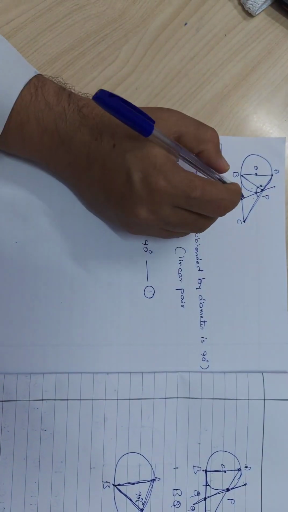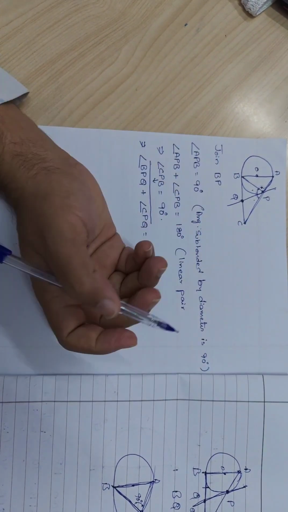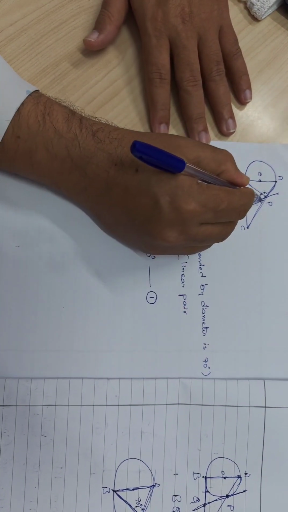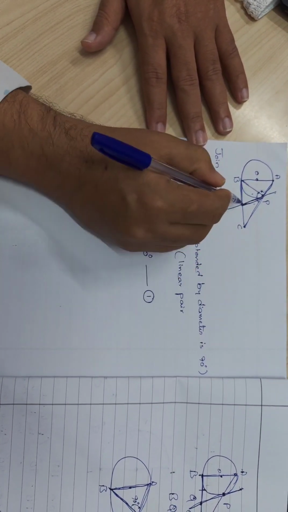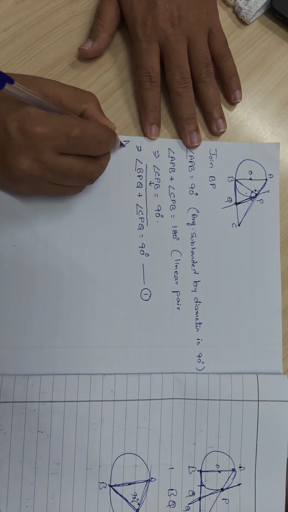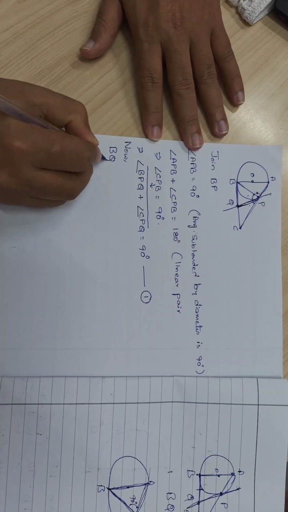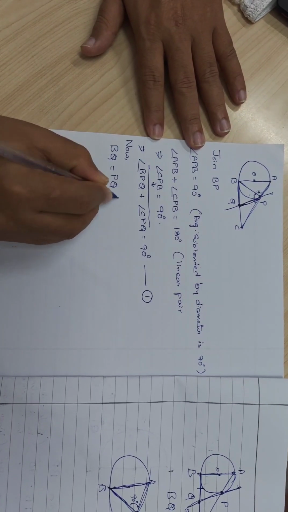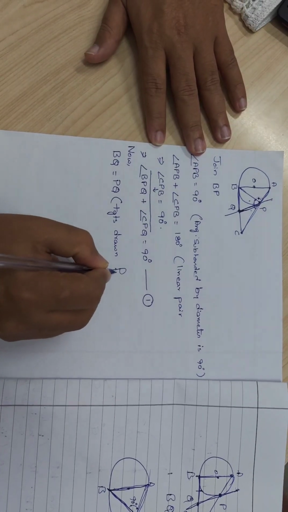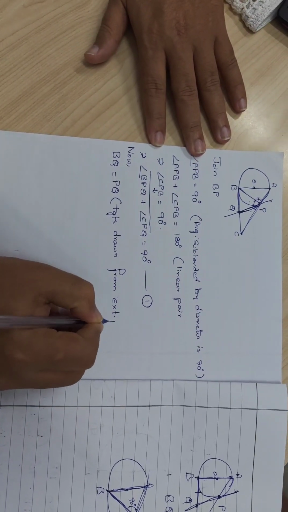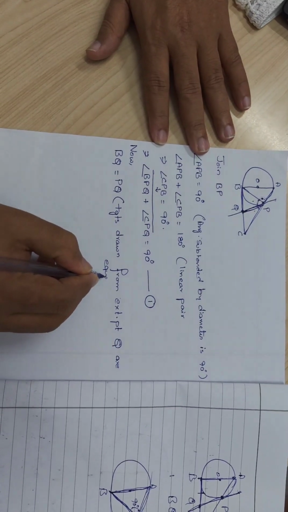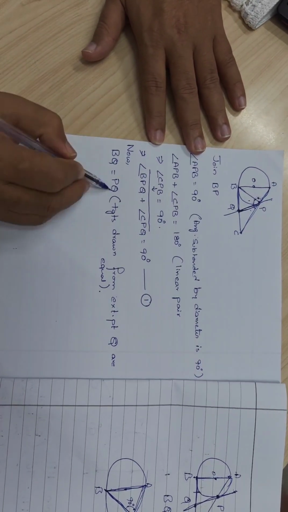Now, if I closely watch, Q is an external point, and BQ is a tangent. And PQ is also a tangent. So tangents drawn from an external point Q are equal, right? So BQ is equal to PQ. Why? Tangents drawn from external point Q are equal.